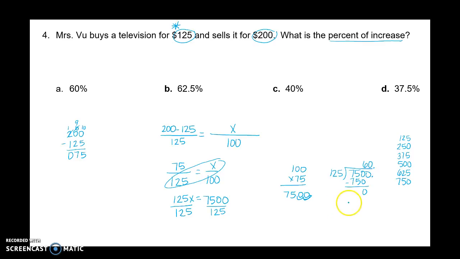And just to make sure, if I want to double check my division, I can do 125 times 60. 5 times 6 is 30, 2 times 6 is 12, 13, 14, 15, 1, 6, 7. So 7,500. So x equals 60%. So my answer was A. There's a 60% increase from 125 to 200.